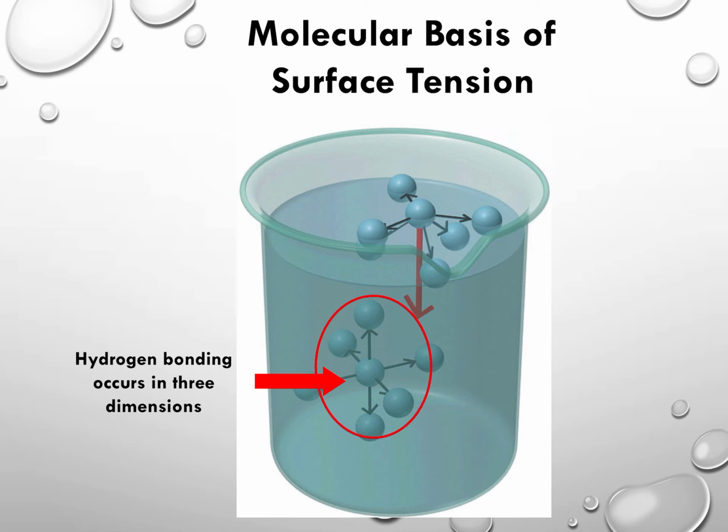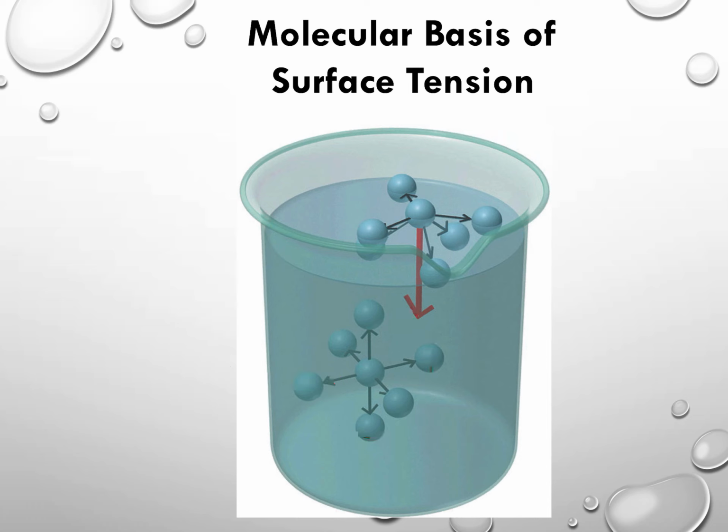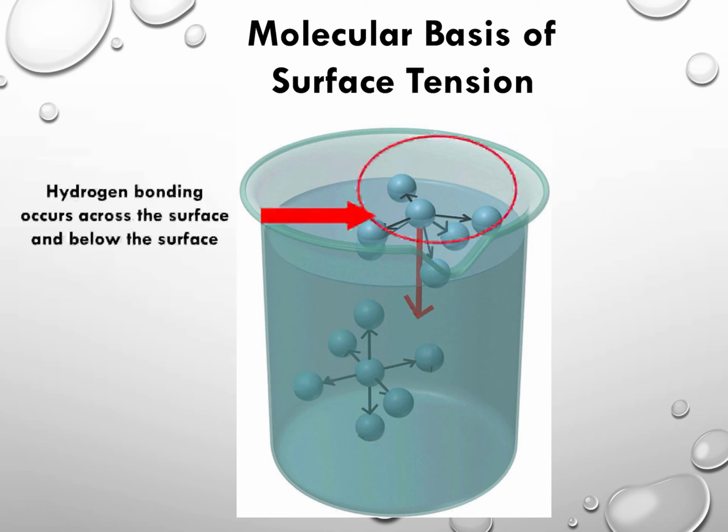So hydrogen bonding, or dipole-dipole interactions, it's more common that we see this with hydrogen bonding because it's a stronger interaction. But these interactions aren't happening in 2 dimensions. They're happening in 3 dimensions, right? And even though we draw them in 2 dimensions on a paper, really they're 3D. And so each one of these molecules is attracted to all of the other molecules.